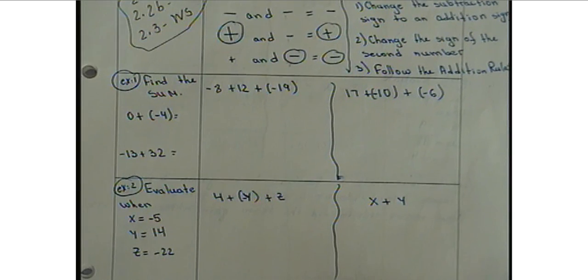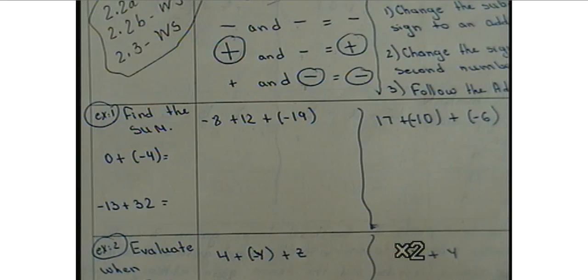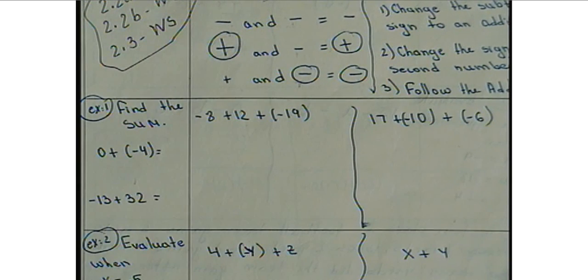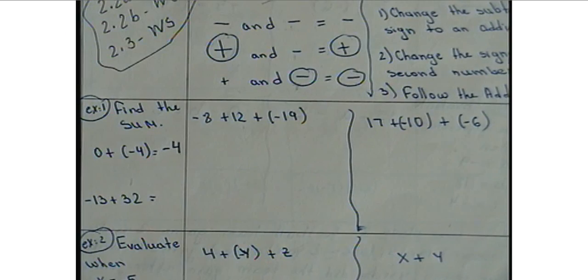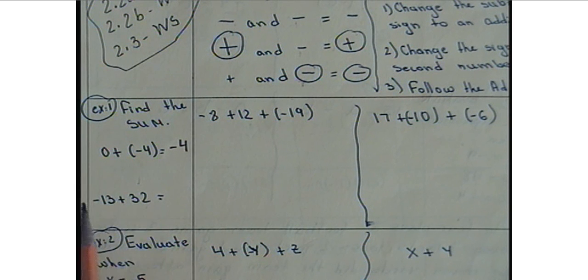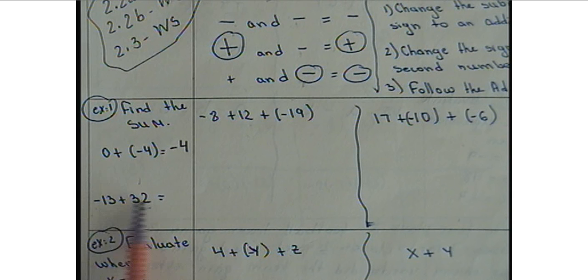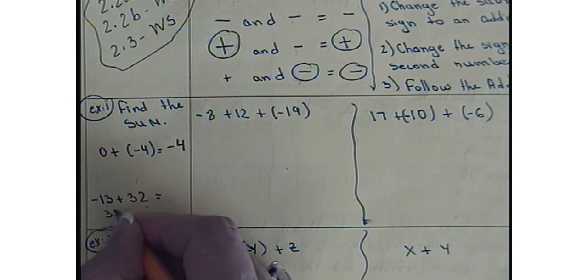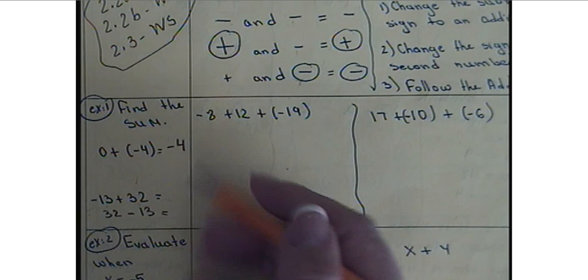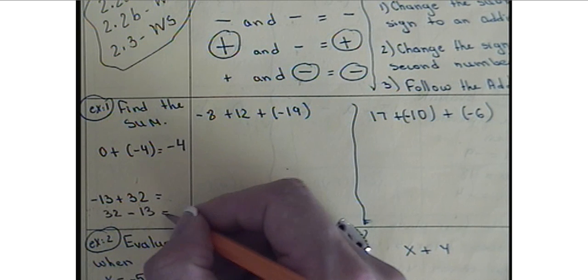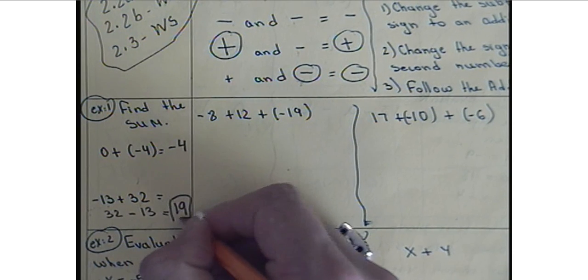Example number 1. We are given, and I'm going to just zoom in a little bit, find the sum of all those examples. So if I have 0 plus negative 4, well, a number plus 0 is always the same number, right? So this is a quick one that we know is equal to negative 4. Next, we have negative 13 plus 32. One negative, one positive. So we find the difference between those because they have different signs, and then we write down the sign of the larger number. So negative 13 plus 32, you can rewrite this as 32 minus 13, right? Same thing. So 32 minus 13 will give us, what number will it be? So we have 7 and 12, 19. So the answer here will be 19.